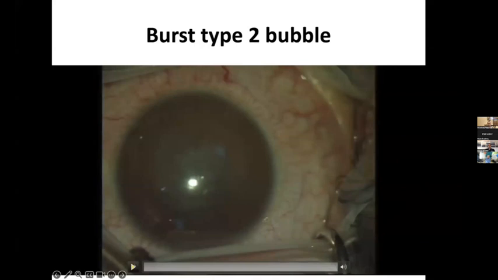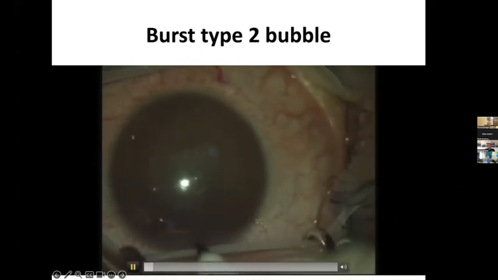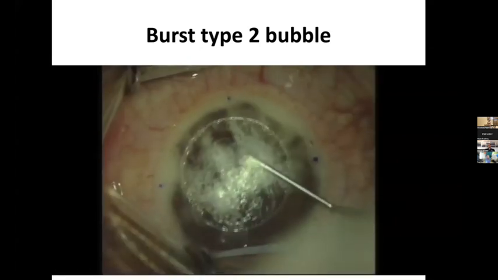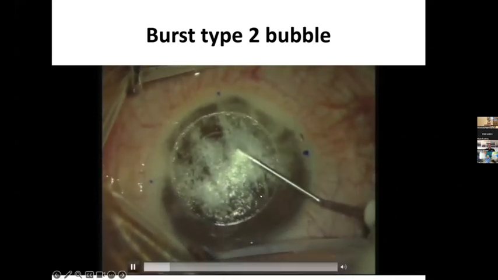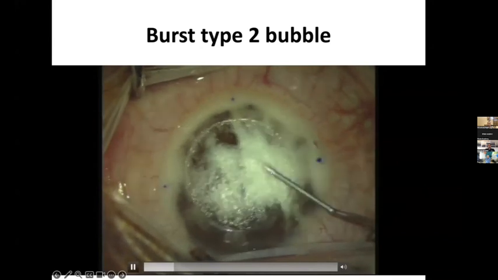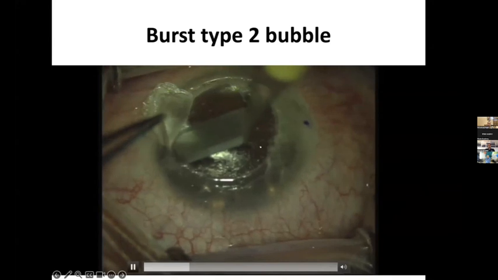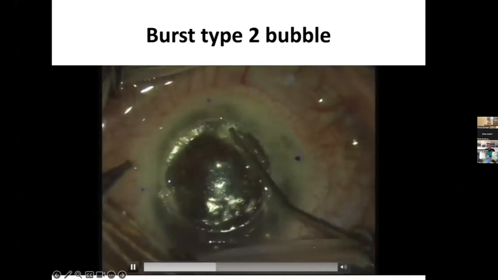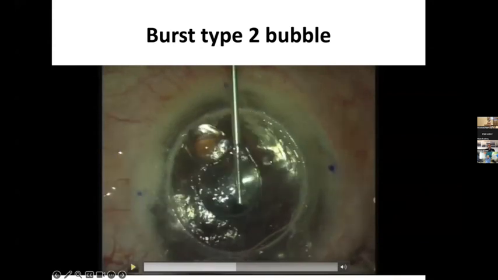The first type 2 bubble is not similar to the type 1 bubble because a type 2 bubble usually forms in fractions of seconds. It's very fast and you may not realize that it is a burst type 2 bubble. Here's a case of macular dystrophy. I didn't realize what was happening, but after removing 1 or 2 layers, I found that the Descemet membrane is crumpled into one side after the air filling the anterior chamber.